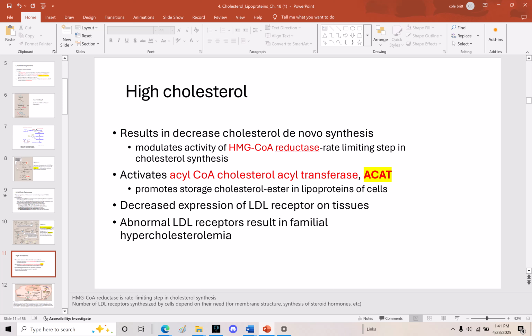If your cells already have enough cholesterol, they'll decrease the LDL receptor. The LDL receptor is only there for receiving LDL, so it can bind here and bring cholesterol into the cell. But if you don't need cholesterol, just get rid of that receptor, and the LDL will just keep swimming on. It won't have to go into the cell.